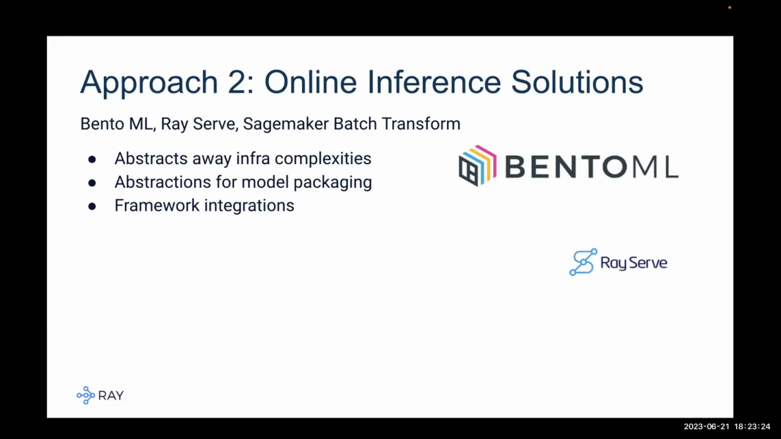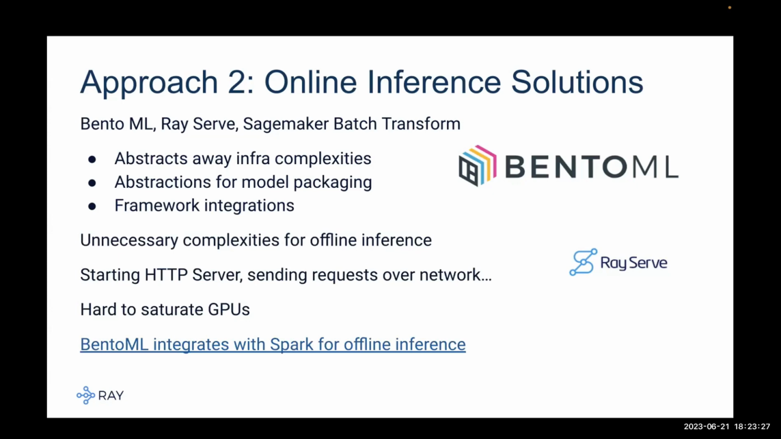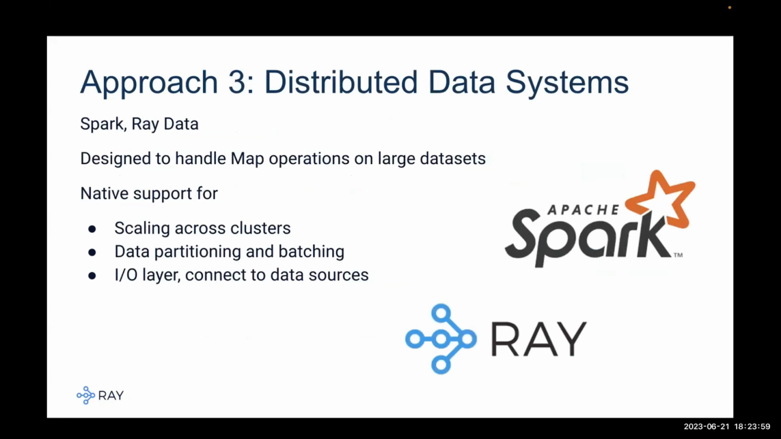But there are some issues here, primarily because it adds a bunch of unnecessary complexity for the offline case. You have to start an HTTP server and send requests over the network, a lot of additional overhead that you don't really need for what should be a simple map job, essentially. All this makes it very hard to saturate your GPUs in your cluster. In fact, BentoML, one of the popular open source online serving libraries, is integrated with Spark for this particular reason. And the third approach, which is really tailor-made for this workload, is distributed data systems. As we talked about, if you have a pre-trained model and a bunch of data, let's just map that model over the data.